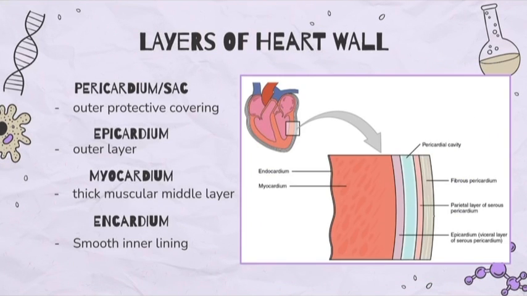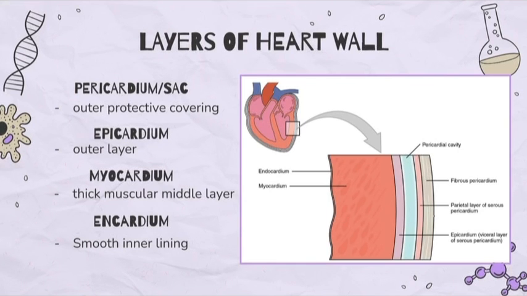The heart wall is made up of 3 main layers surrounded by a protective membrane known as the pericardium or the sac. The outermost layer of the sac is called the parietal pericardium, while the inner layer, which directly covers the heart's surface, is called the epicardium. Between them is the pericardial cavity filled with pericardial fluid that reduces friction as the heart beats.